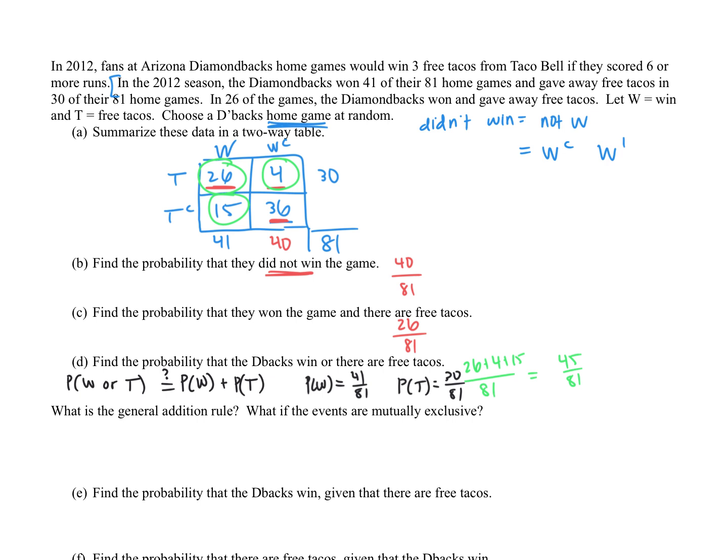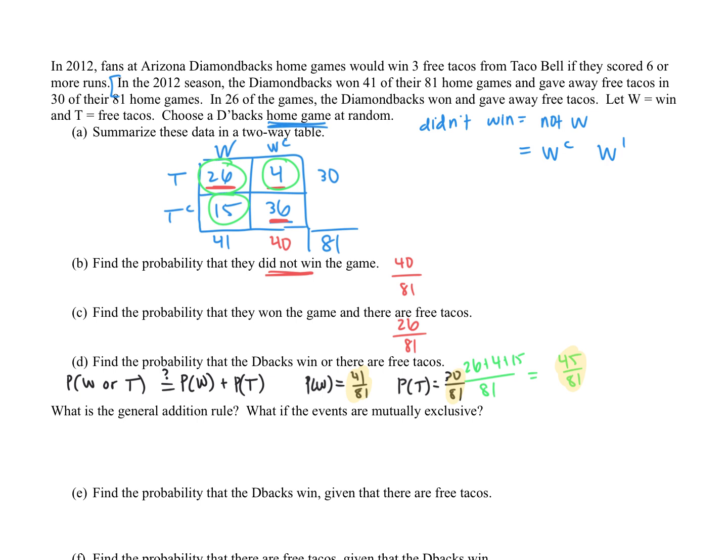So the question I asked, can I take the probability of winning and add the probability of free tacos? Well, that's these two. If I add those together, am I going to get the correct answer? We should see no. Right, so this is the correct answer. If I add these two, though, I do not get 45 out of 81. Do we know why? Oliver, what do you think? Because there's overlap. Okay, do we see that there's overlap?